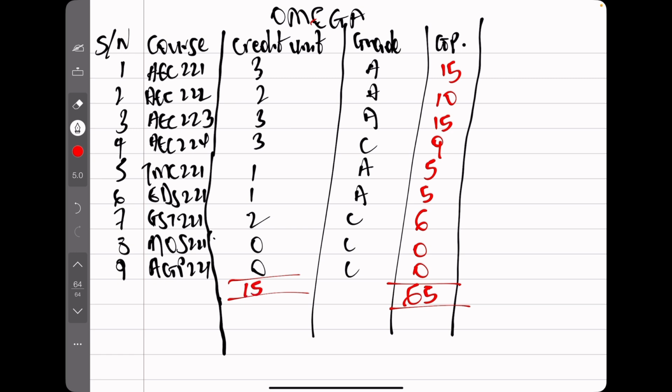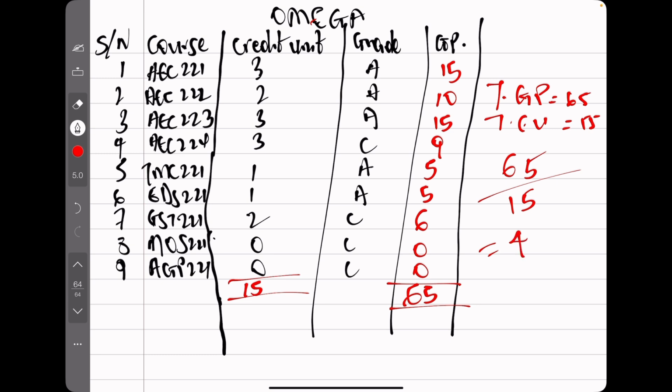15. So for this semester now, your total GP, that's total grade points, is 65, and total credit units is 15. So you do 65, I hope you have not forgotten, over 15, and that is going to give you 65 divided by 15, which is 4.33 GPA. Mind you, we've not done CGPA yet, it's still GPA we are doing.